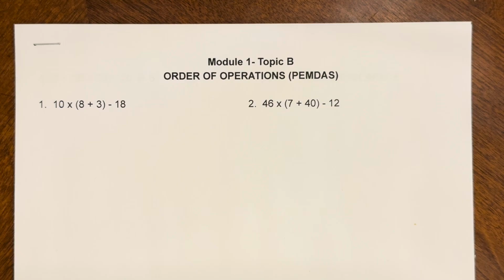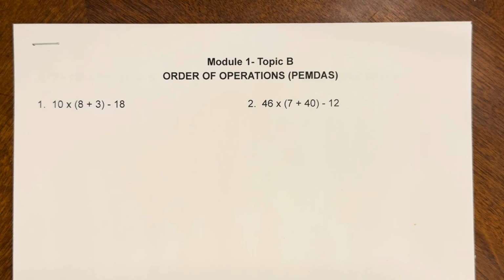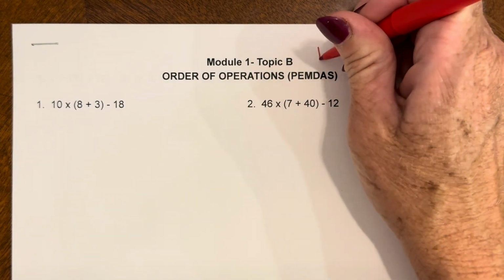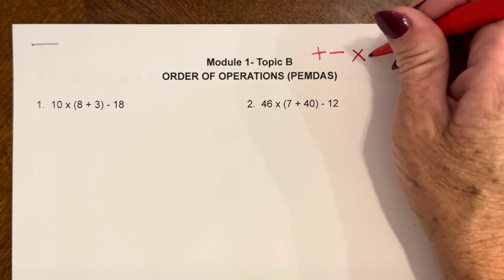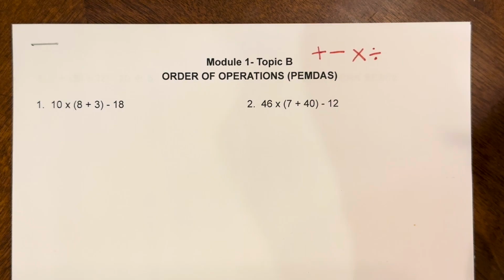Tonight we are doing a lesson that is not in our book, but that's going to get us ready for our Topic B quiz. So today we're going to talk about order of operations. In math, there are 4 common operations: addition, subtraction, multiplication, and division. That is what we call the 4 operations.